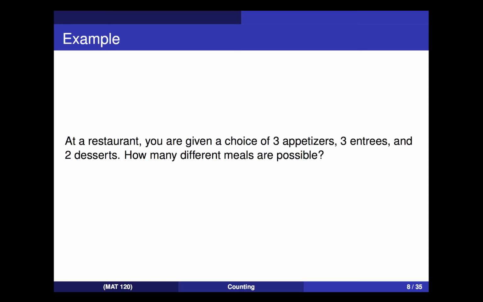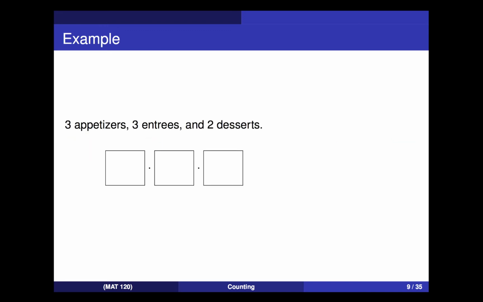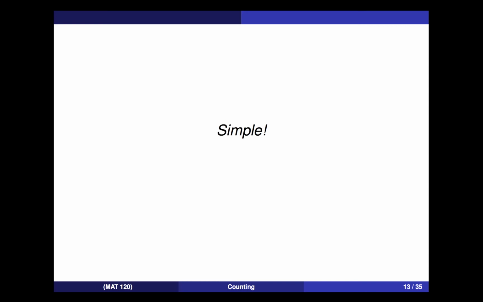So as a simple example, imagine you have three choices for dinner: appetizer, entree, and dessert. How many different meals? Well, you've got three choices to make, and how many different possibilities are there for each? Well, there are three appetizers. For each appetizer, you'll have your choice of three entrees, and then two desserts, for a total of 18. So you've got 18 different possible meals.